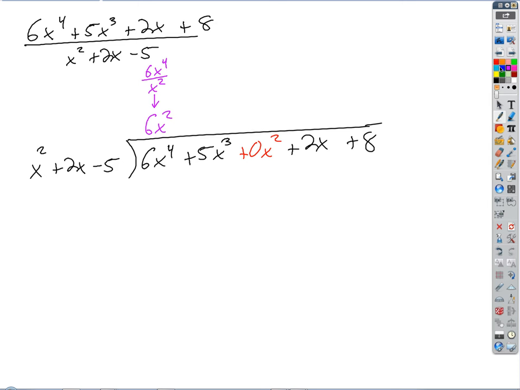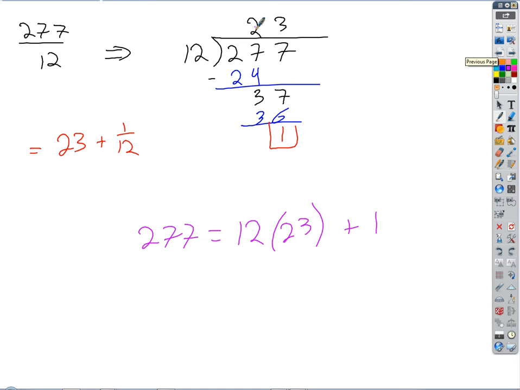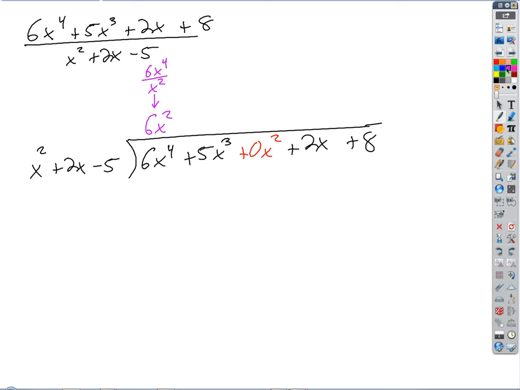What did we do here? When I got a 2 up there, what did we do? We multiplied by 12 and found the difference, right? So same thing here, right? 6x squared, I'm going to distribute, multiply it times the denominator, all the way through. So 6x squared times x squared is, 6x squared times 2x is 12x cubed, okay? And 6x squared times negative 5.